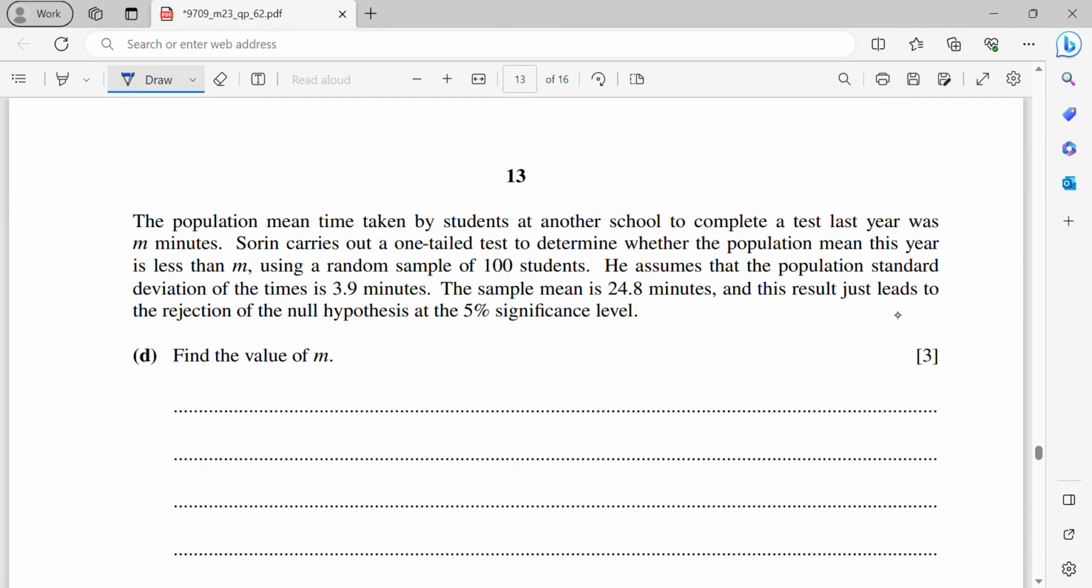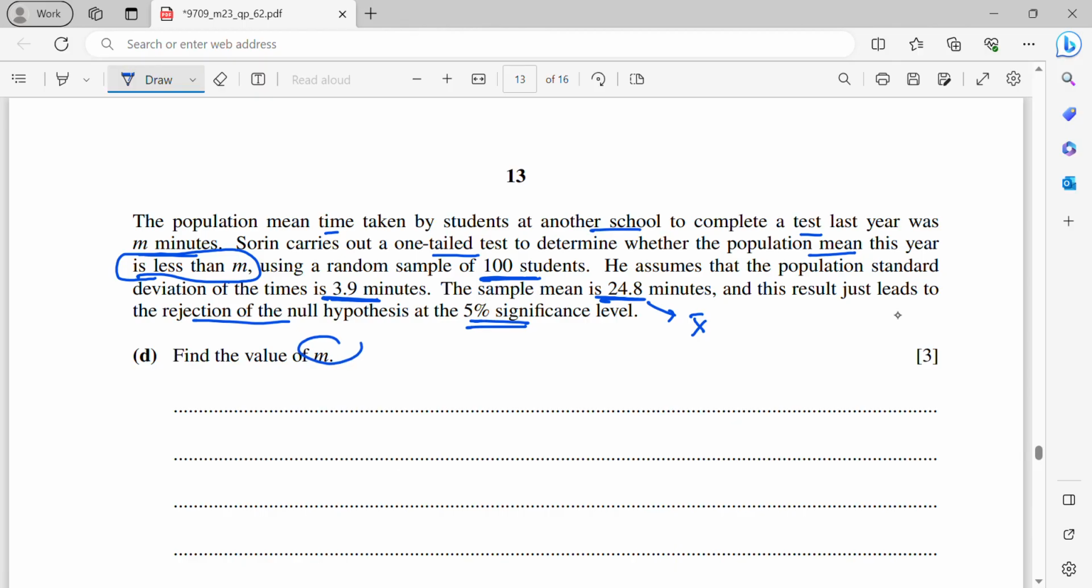Now, the population mean time taken by students at another school to complete a test last year was m minutes. Sorin carries out a one tailed test to determine whether the population mean this year is less than m. Using a random sample of 100 students, he assumed that the population standard deviation is 3.9. The sample mean is given. This is your x bar, 24.8 minutes, and this result just leads to rejection of the null hypothesis. So it means that when x bar equals 24.8, the H naught is rejected at 5% significance level. So what is your m?